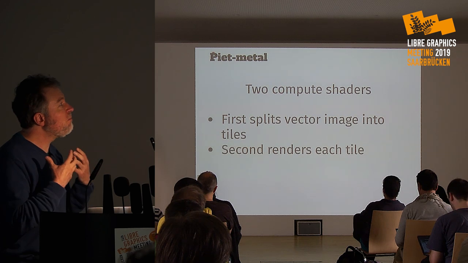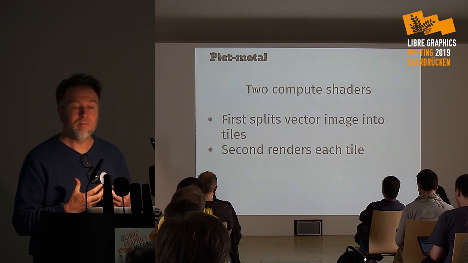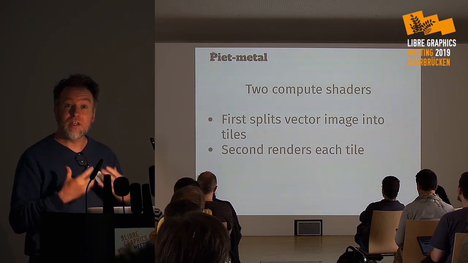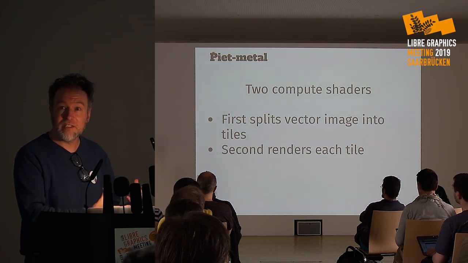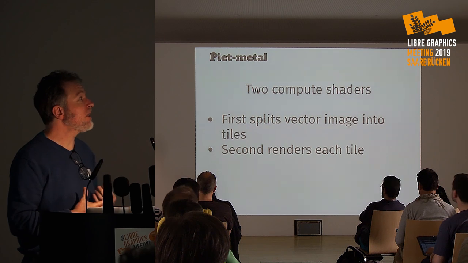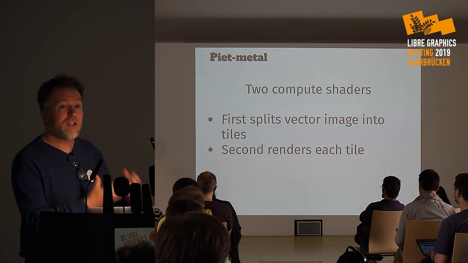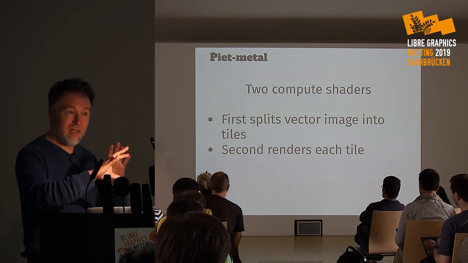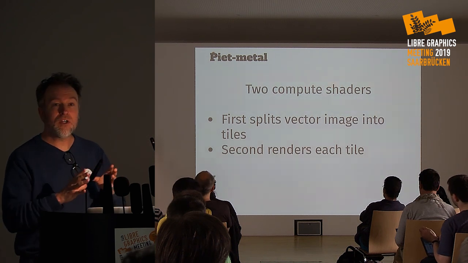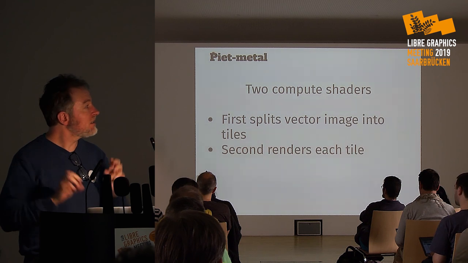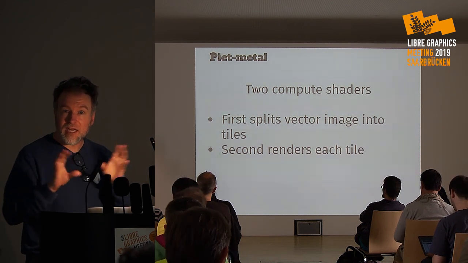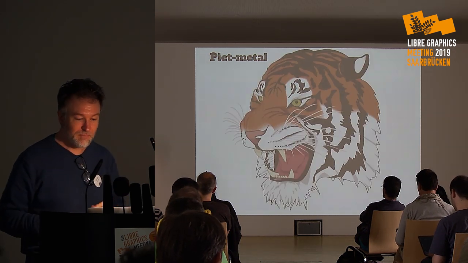Part of the magic of Piet Mondrian is that it's doing all of its work in compute shaders. Traditional GPU techniques are based on rasterization, and that's not how Piet Mondrian works. There's a first compute shader. It's a pipeline of two passes. The first one takes the vector image and splits it into tiles. And then the second one takes those tiles and renders them into pixels.